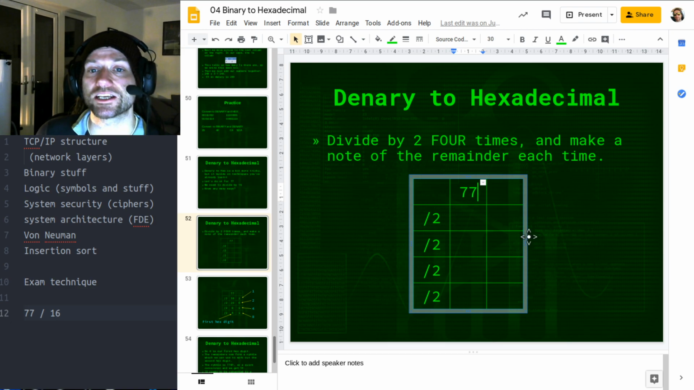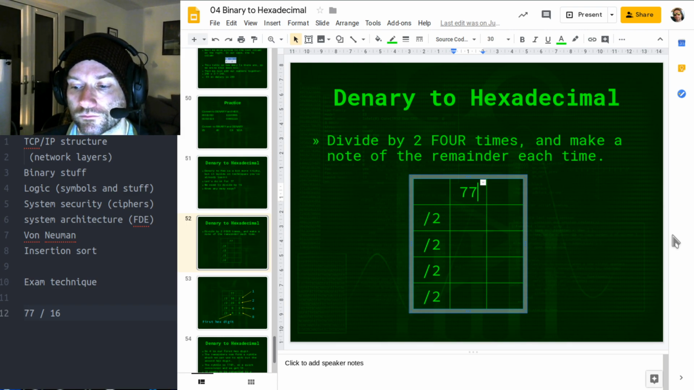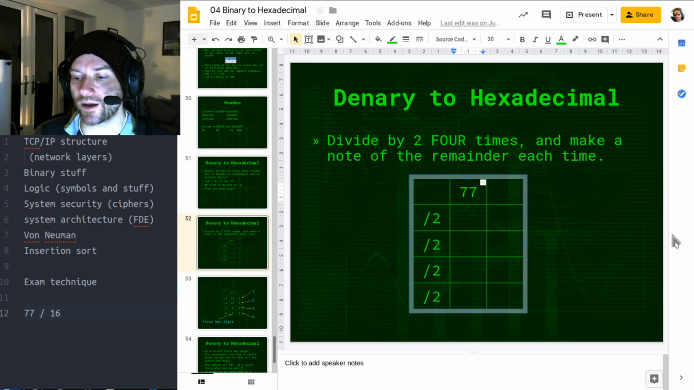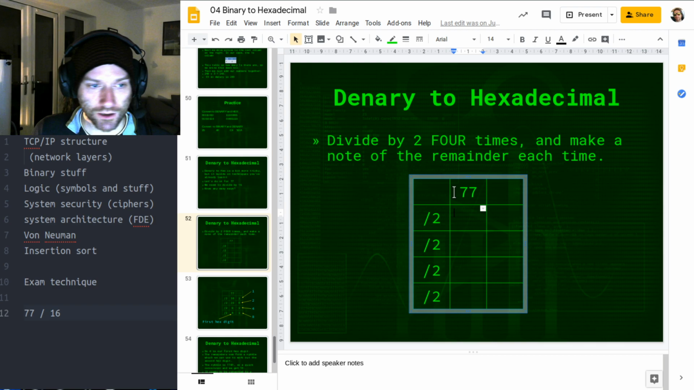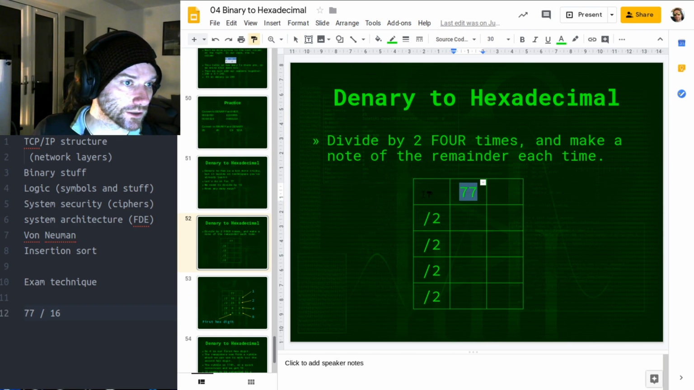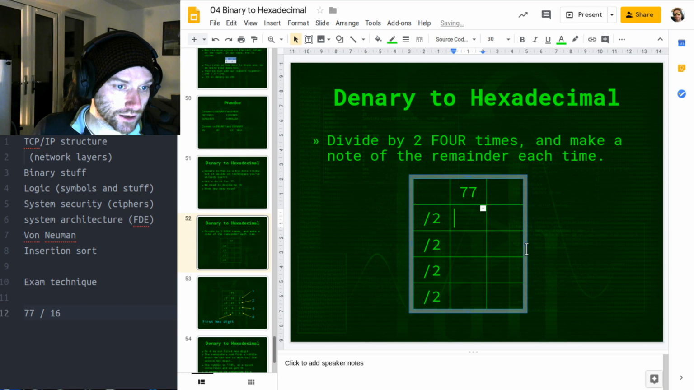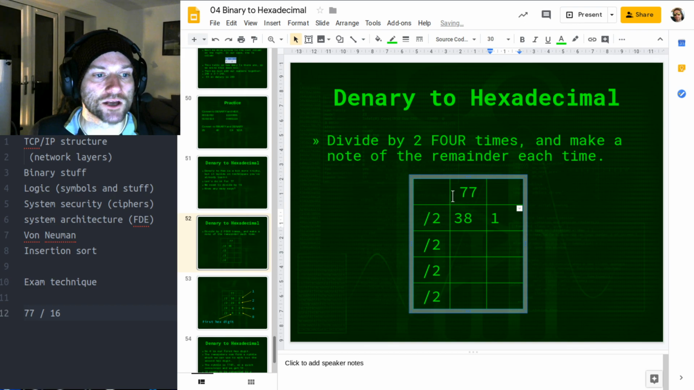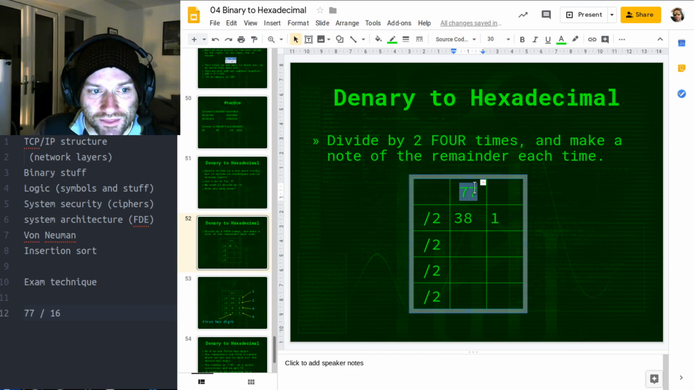Okay, so what is 77 divided by 2? It is 38, remainder 1. Okay? This is what we're going to be doing. So we are dividing this number by this number.